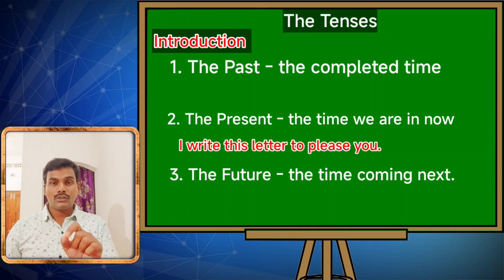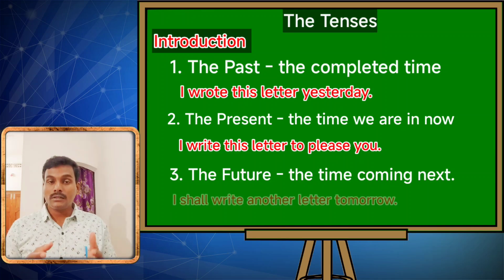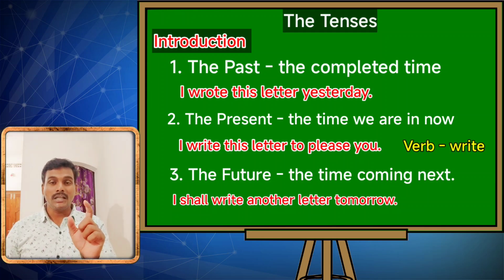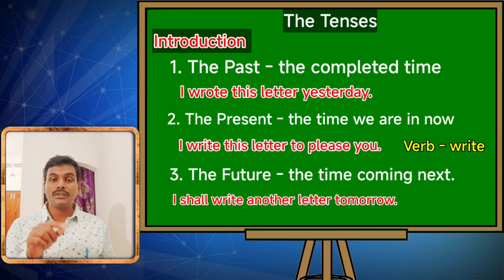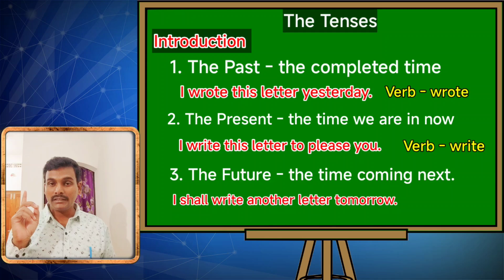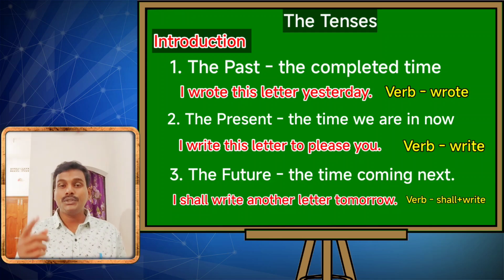I write this letter to please you. I wrote this letter yesterday. I shall write another letter tomorrow. When you see the above sentences, we have a common verb, write, which refers to the time of the action, of course. In the first sentence, write refers to the present time. In the second sentence, wrote indicates the past action, meaning the past tense. And in the third sentence, write is preceded by shall. Of course, shall plus write refers to the future time.